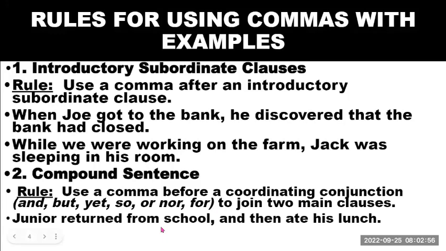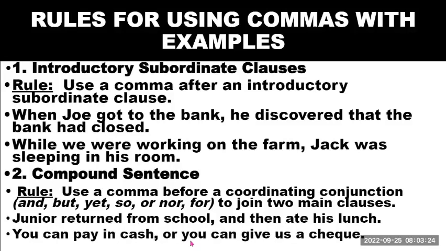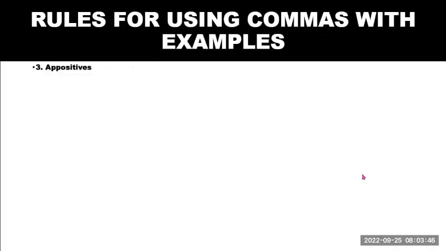For example, "Junior returned from school, and then ate his lunch." You see, there's a comma here, then a slight pause. That's what the comma does. A comma primarily indicates a pause in a sentence. Then the second example: "You can pay in cash, or you can give us a check." So there's also a comma here. Okay, so let's go to the next, and that should be number 3.